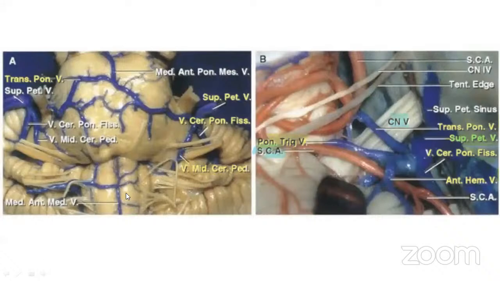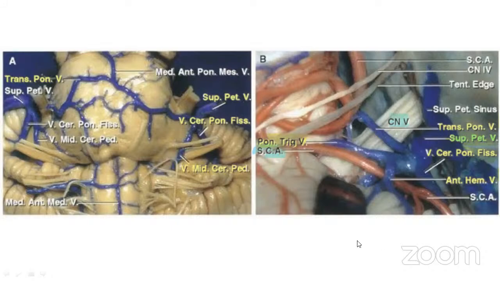This is an interior view of the brainstem. Here we can see the vein of the middle cerebellar peduncle ascending and forming a junction with the vein of the cerebellopontine fissure and the transverse pontine vein, and ending by draining into the superior petrosal vein.